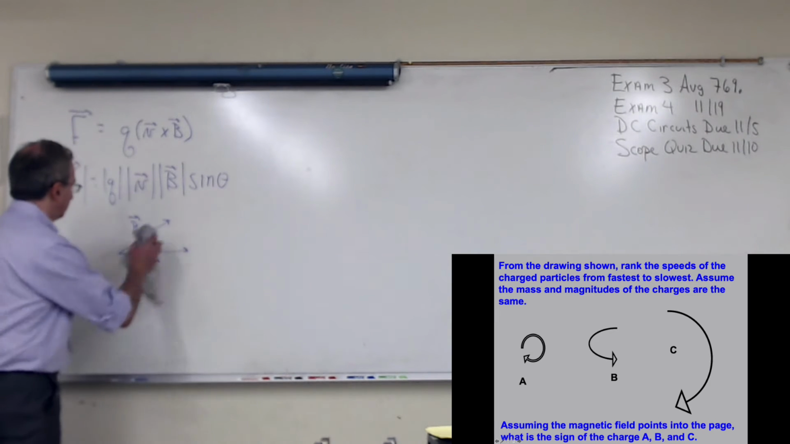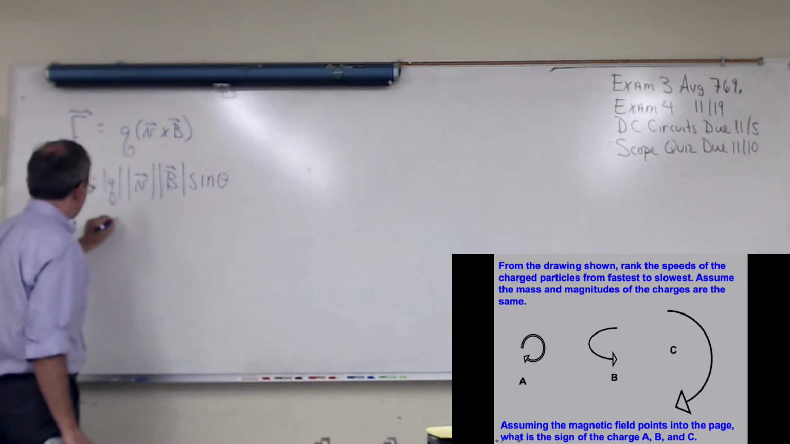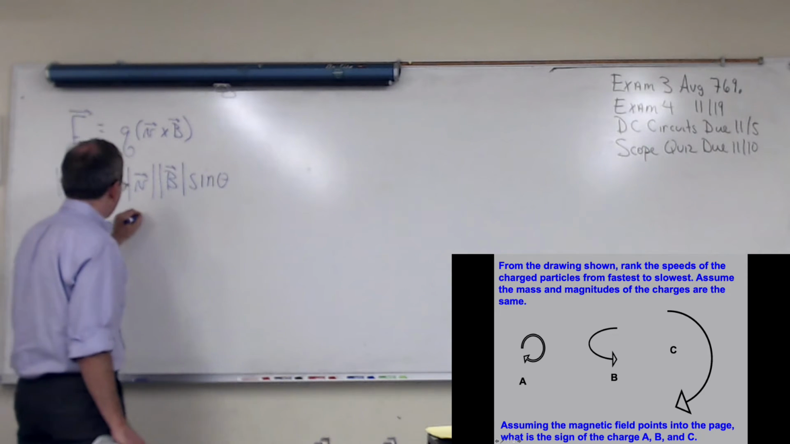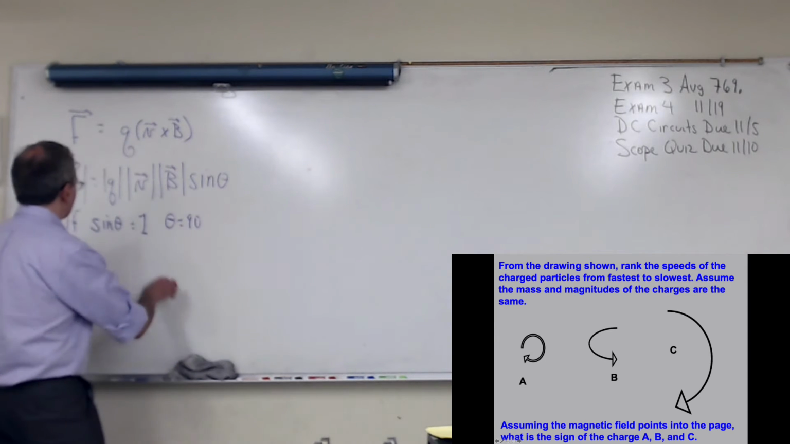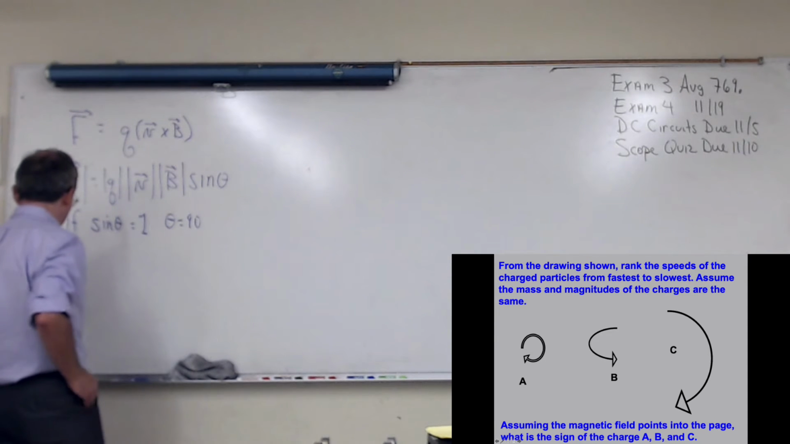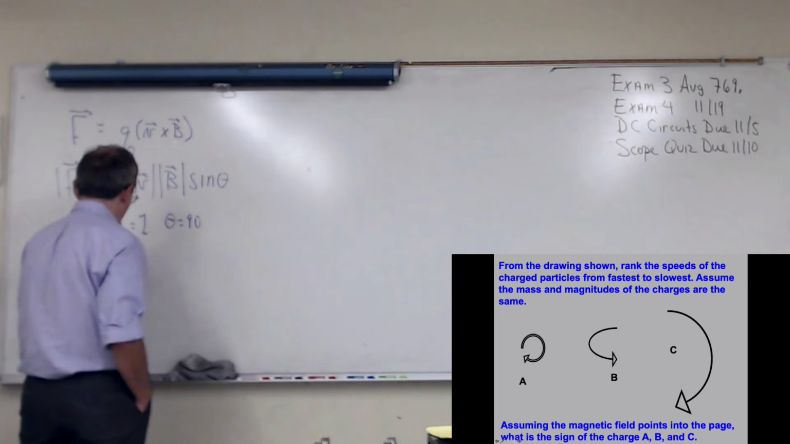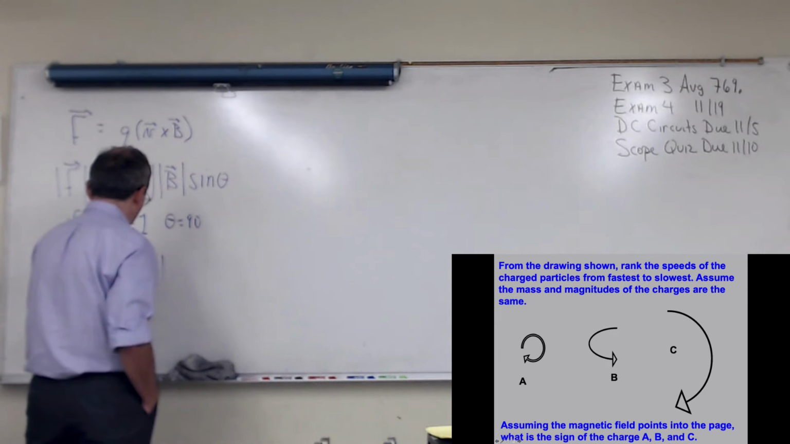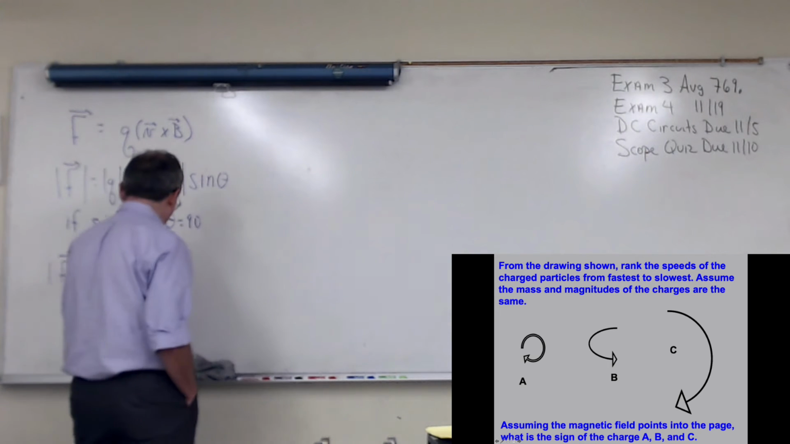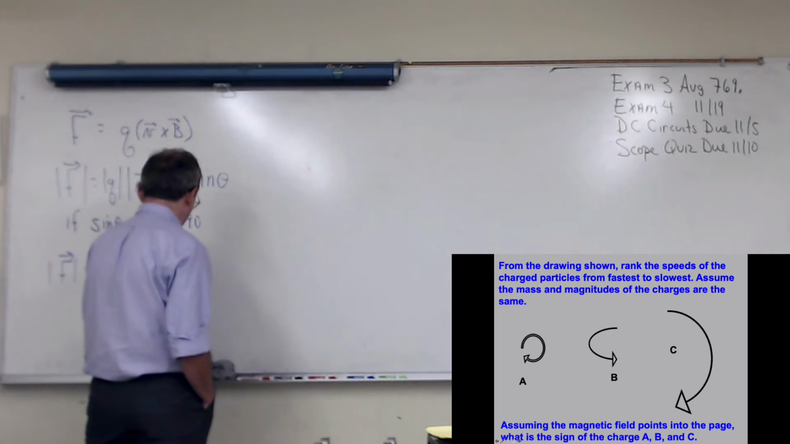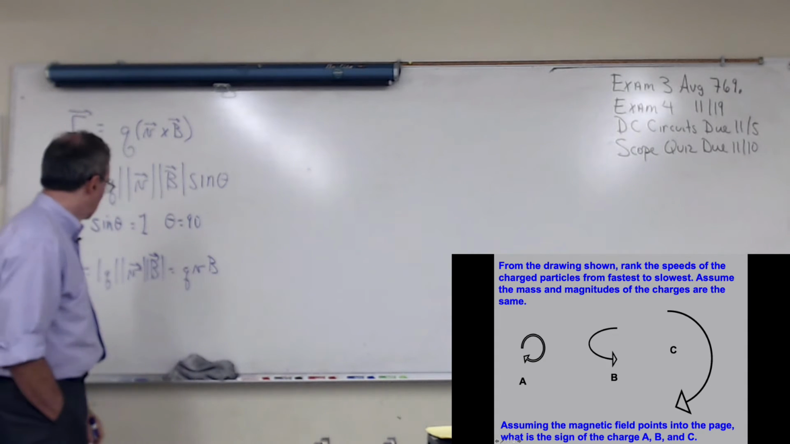Now, if sine of theta equals 1, in other words, theta is 90 degrees, then the magnitude of the force is QVB, where all these are magnitudes. If I drop the scripts, I can write it this way, indicating that these are just magnitudes.